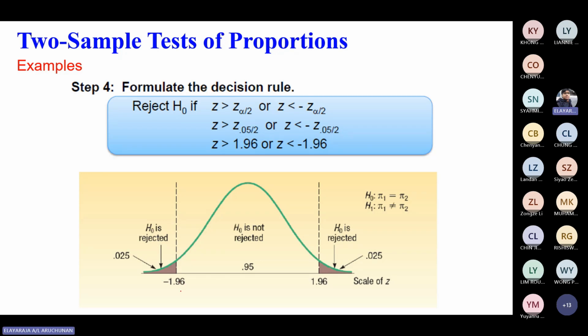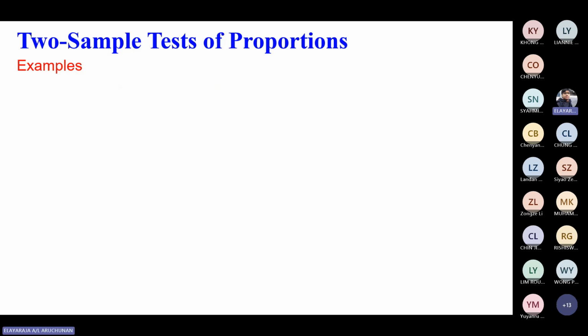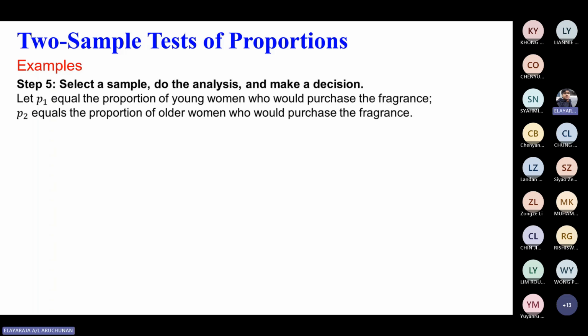So we look at the value for the significance level, Z alpha over 2, which means 0.025. We obtain the value minus 1.96. So we get a critical value at this point: the Z value for 0.025 is minus 1.96. Now we're going to do the test. We collect the data, do the analysis, and then make a decision.